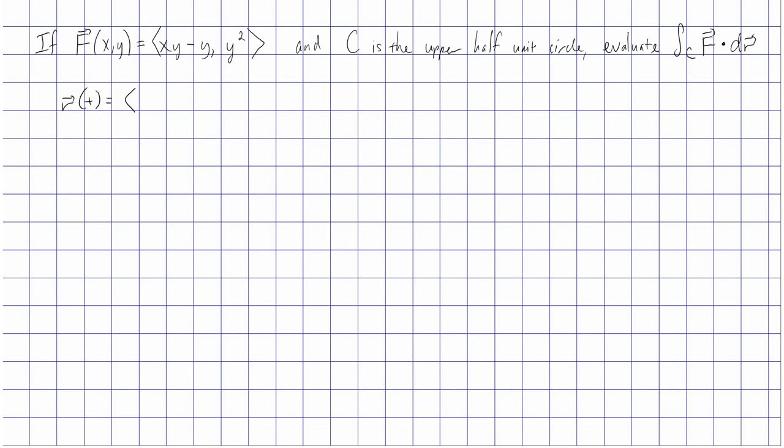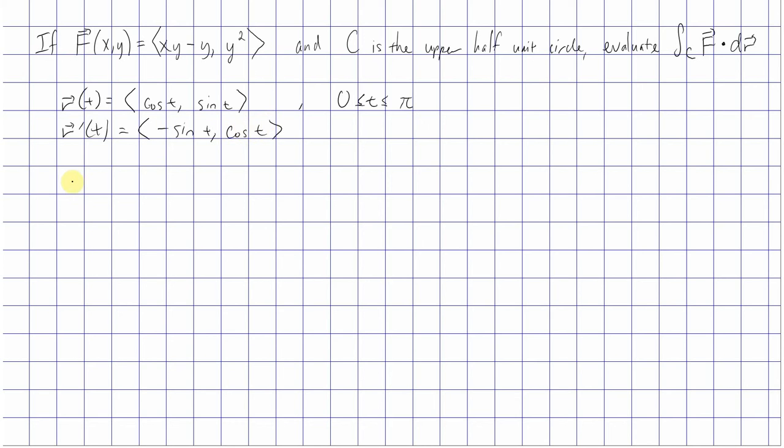fairly simple parametrization, r of t is ⟨cosine t, sine t⟩, and we'll take t to go between 0 and pi. We'll need in a little second r prime of t, so why don't we just compute r prime of t to be the vector function ⟨negative sine t, cosine t⟩.